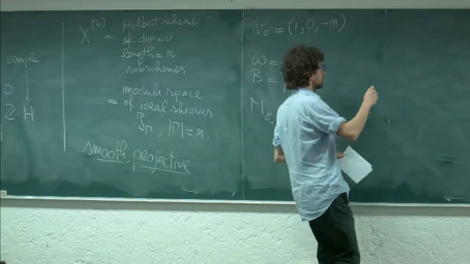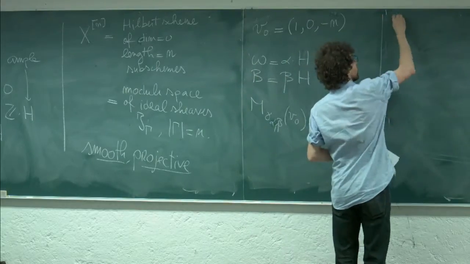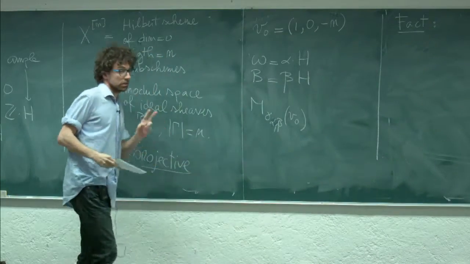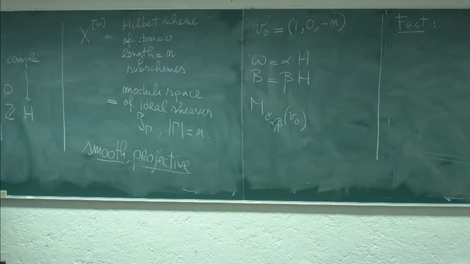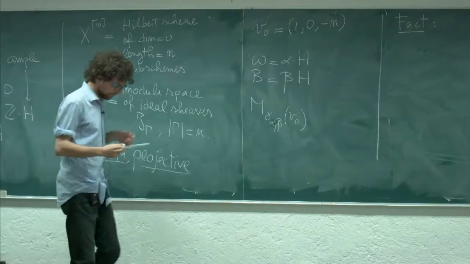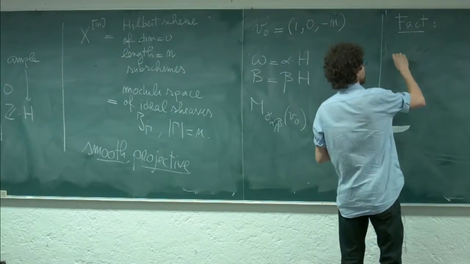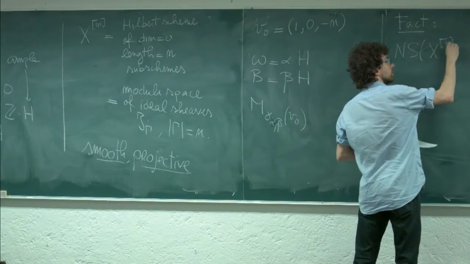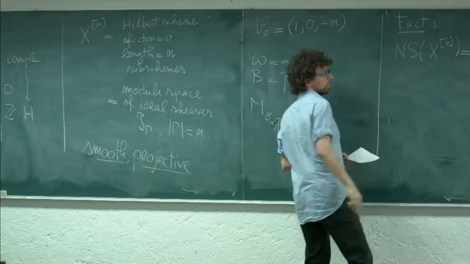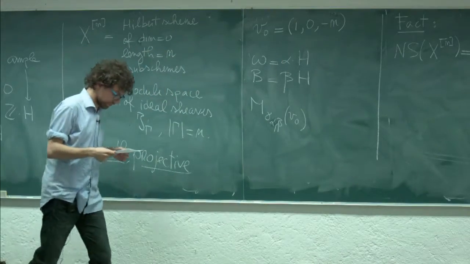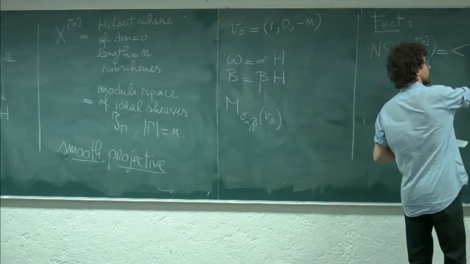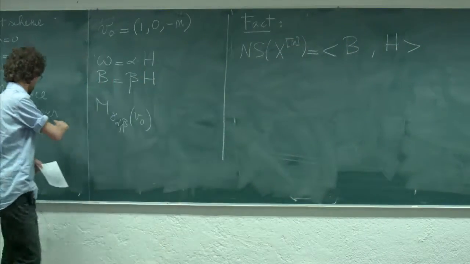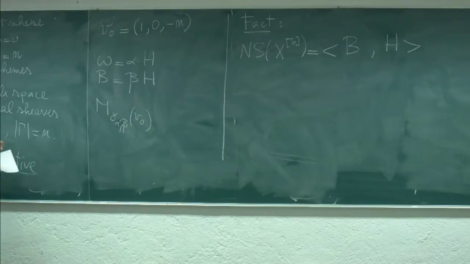Let me state a small result. Fact. I'll tell you in a second how to show this. There are only two divisor classes on the Hilbert scheme, and these are the following. The Néron-Severi group of the Hilbert scheme is generated by two divisor classes. One I call B, and one I call H, which by abuse of notation is the same H as before, because of course they are related.